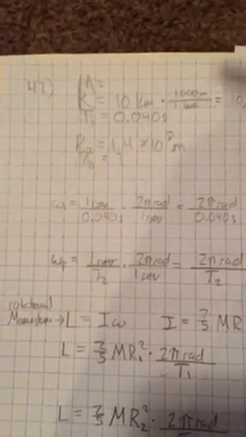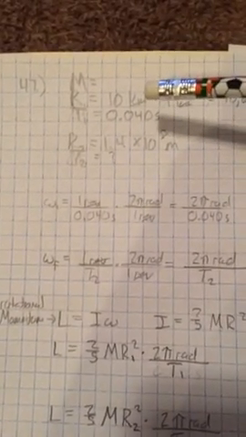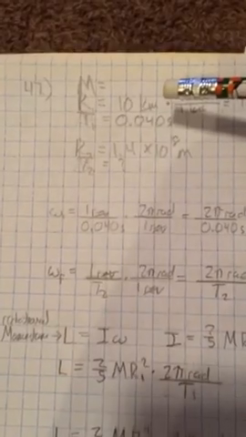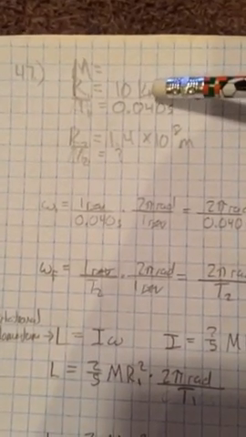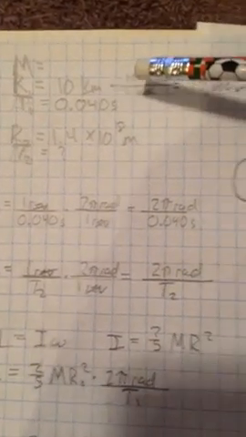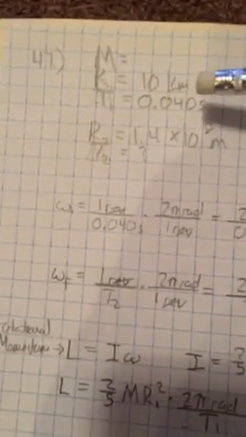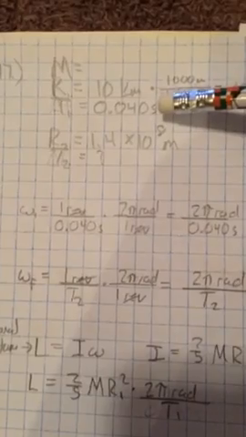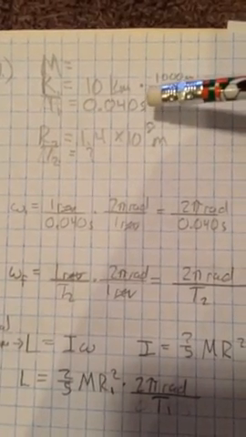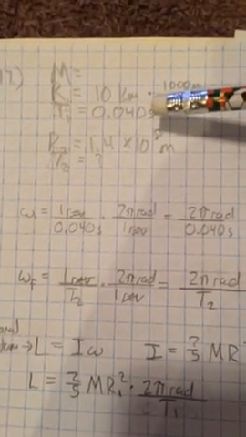All right, this is chapter 8, number 47. This is the one where there's a neutron star, and it tells us that this neutron star has a radius of 10 kilometers. And you'll see I converted that to meters. Just a little dimensional analysis. The time it takes for one rotation is 0.04 seconds, so it spins very quickly.